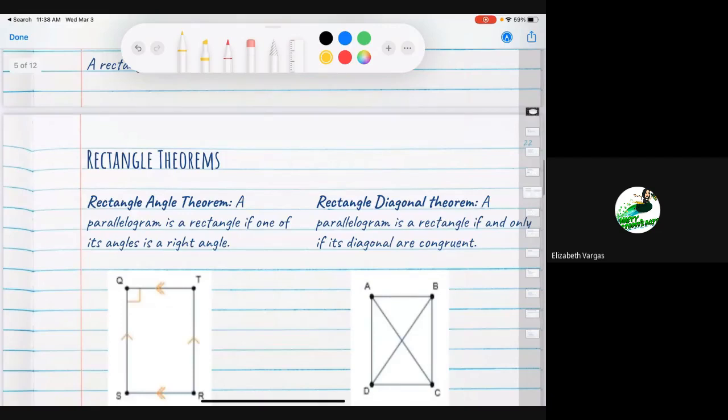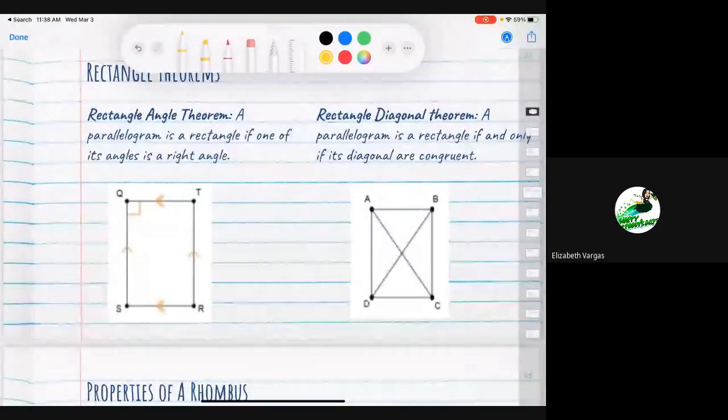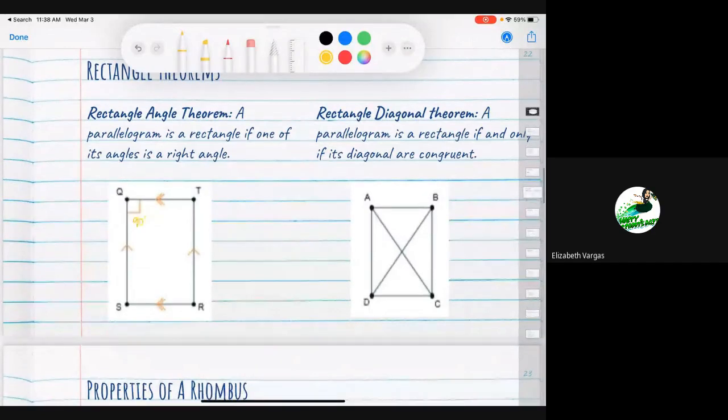We have the rectangle angle theorem, which again just states that a parallelogram is a rectangle if one of its angles is a right angle. So if even one of its angles is a right angle, if even one of its angles is equal to 90 degrees, that parallelogram will be a rectangle.